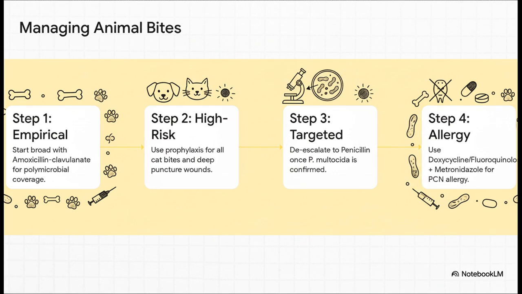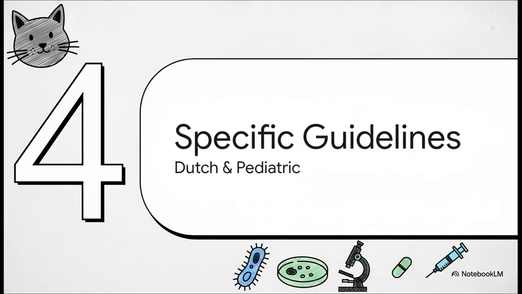See, animal bites are a dirty polymicrobial mess, so you have to start broad with something like amoxicillin clavulanate. That'll cover your Pasteurella, your staph, your strep, your anaerobes. But, and this is the beautiful part, once we call from the lab and confirm it's Pasteurella multocida, the best practice is to de-escalate. You narrow that therapy right down to simple, targeted penicillin. It's the perfect drug for this bug. So that's the general international approach.